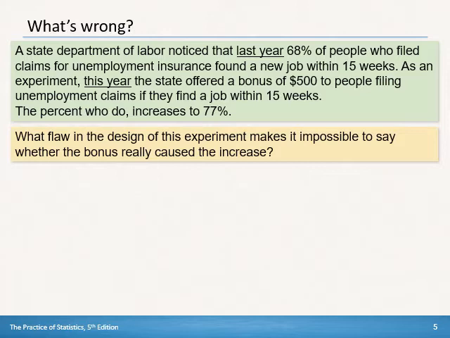So what we would have to do is for the people this year, half of the people would get offered a $500 bonus, and the other half would not be told about this bonus. And then we would be able to see a side-by-side, same-year comparison. Did the people who were offered a $500 bonus to find a job quicker actually find one? So is there a difference in the percent of people who found a job within 15 weeks in the group that was offered the bonus, the treatment group, versus the control group, which is the group that was not offered a bonus? Okay.